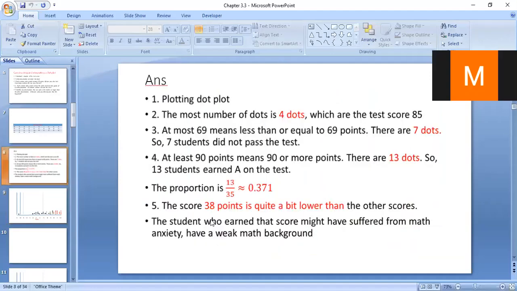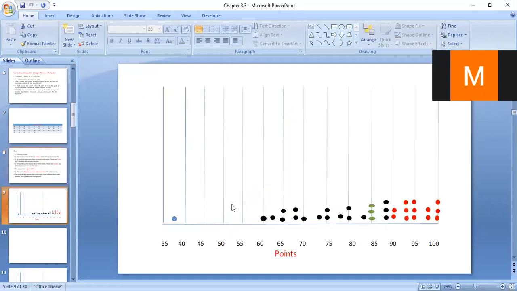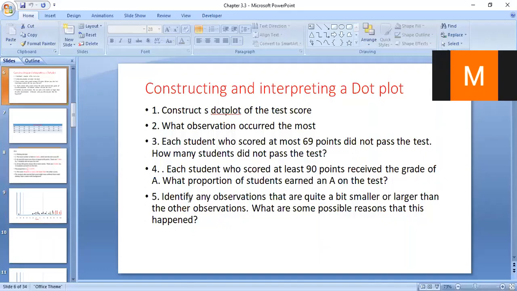The score 38 is quite a bit lower than the other scores. The student who earned that score might have suffered from math anxiety and a weak math background. This is the reason why the student got only 38 points. When you look at this graph, you will see this one is very small compared to the others. That is how you answer question 5.